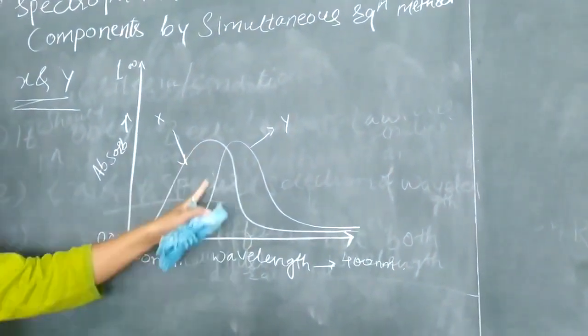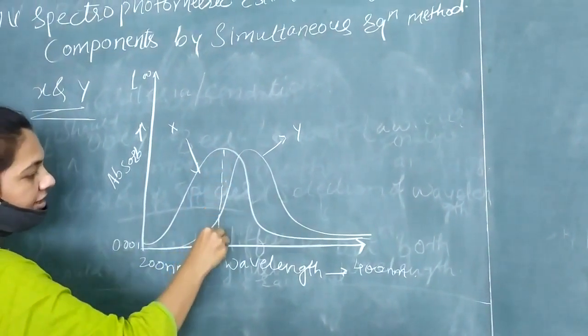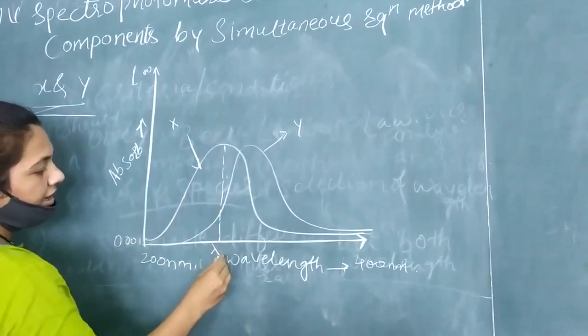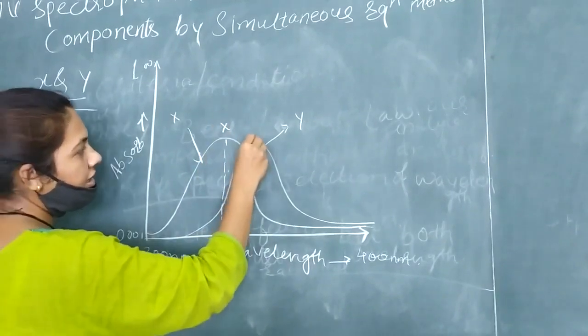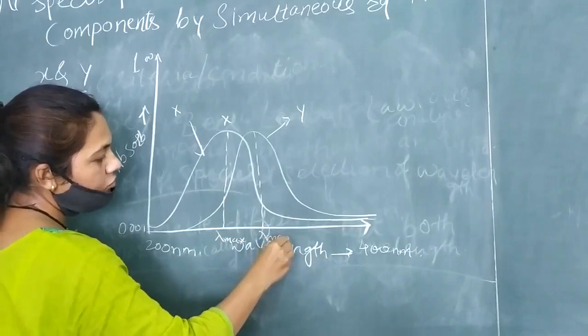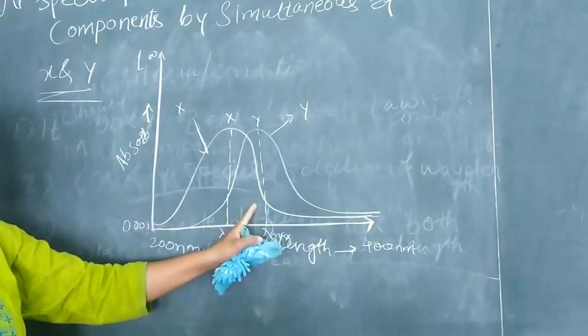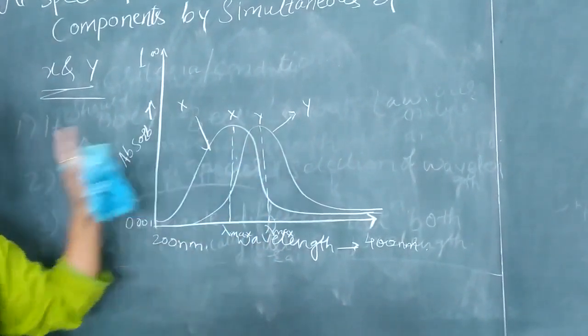The maximum, highest peak will be considered as the lambda max of that drug. This is the lambda max of X, and this will be the lambda max of Y. We got the highest peak here, and this is our standard.